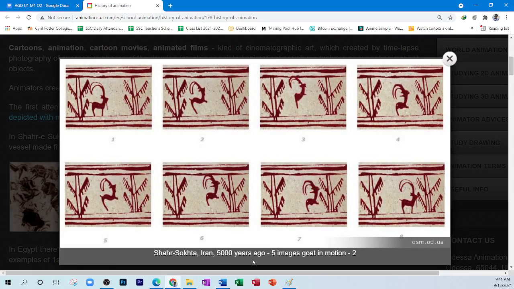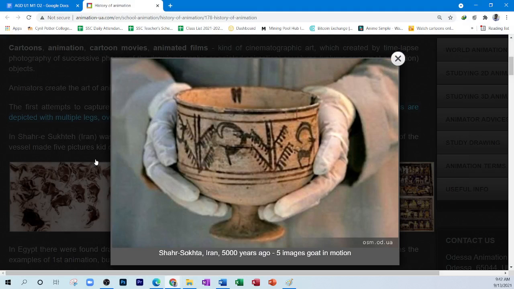We draw one image after each other. So here, 5,000 years ago, 5 images, goat in motion. Okay, good. So it's a drawing of one image after each other. The goat on the ground, the goat slightly in the air. The third image, he's much higher. Fourth image, he came down, and he's just jumping. And it's just one image after each other. 5 images in motion.